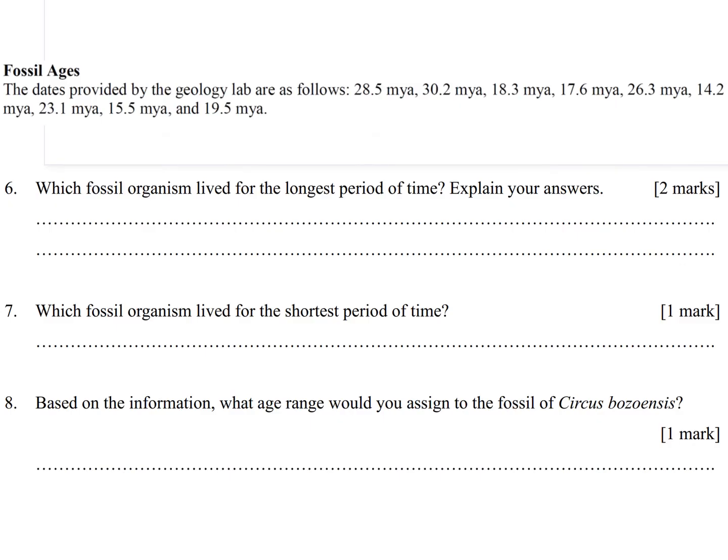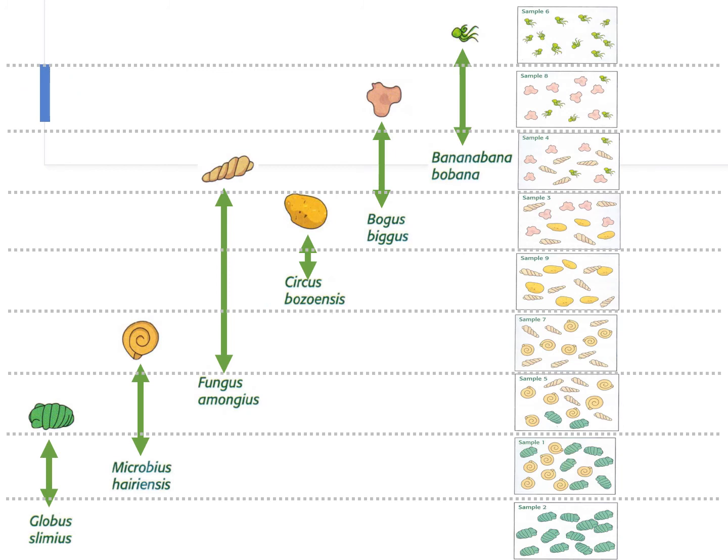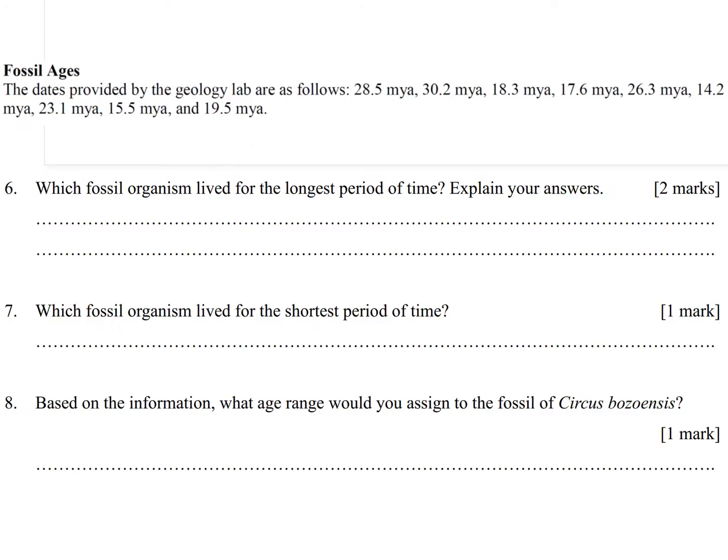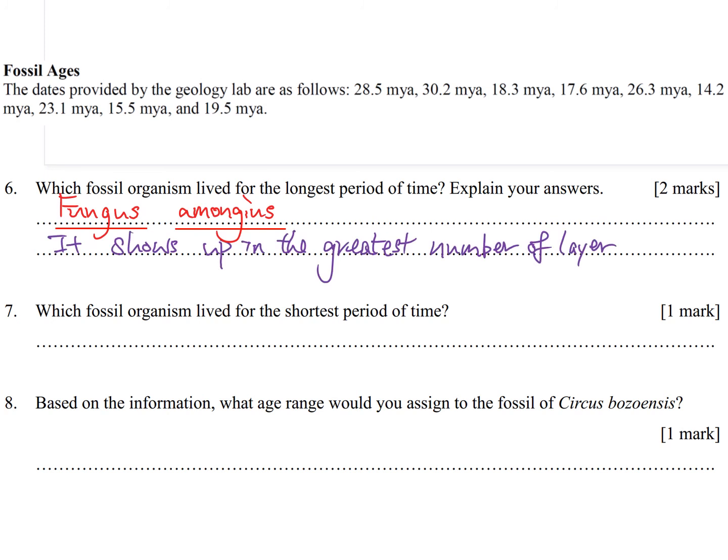Question 6. Which fossil organisms lived for the longest period of time? Can you explain your answer? The fossilized organism which lived for the longest period of time should be the one starting with the letter F. Let's write down the name and underline it because this is a scientific name. Explain your answer. Why did it live for the longest period of time? Because it shows up in the greatest number of layers.